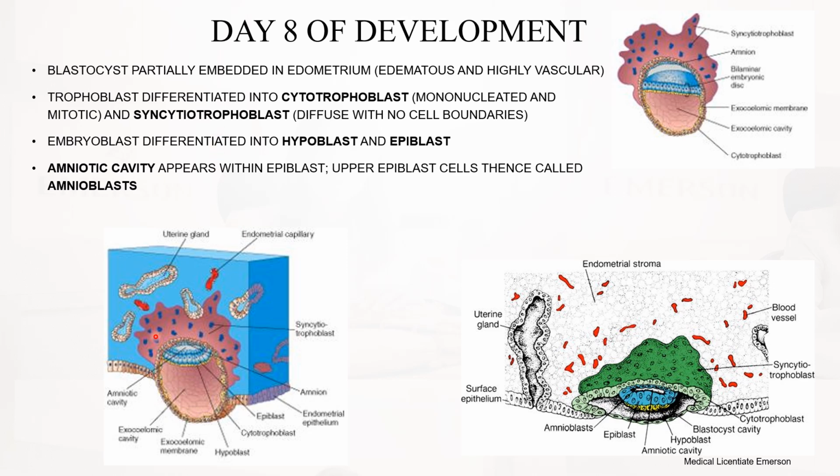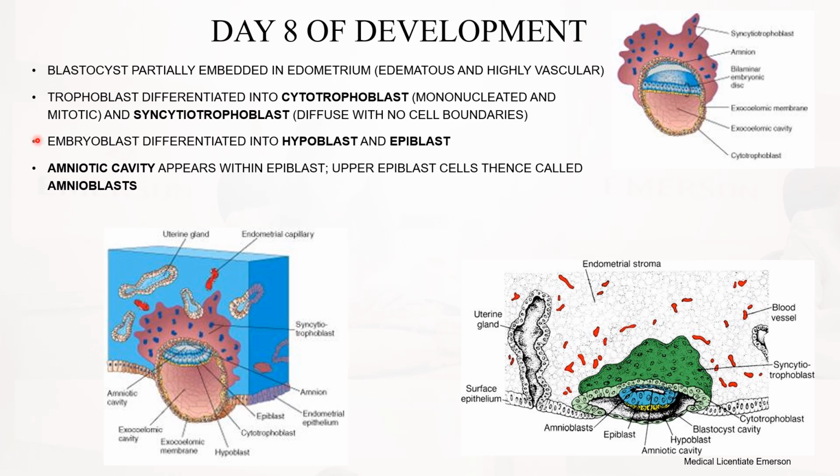So in this diagram, the syncytial trophoblasts, which are here, are going to diffuse with no cell boundary. Then the other one, the cytotrophoblasts, have a cell boundary. These ones, the cytotrophoblasts we have seen, have made a cell boundary, which is here. Then they are mononucleated and mitotic. That's one thing you have to remember.